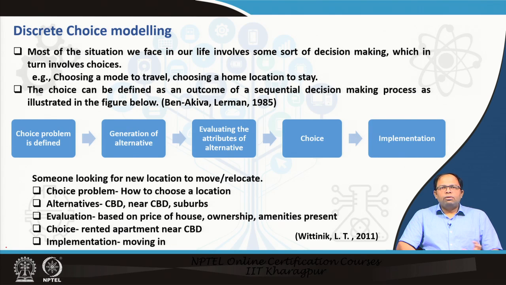Then comes the evaluation of alternatives, which actually means that out of all these locations, based on different criteria like maybe price of house, ownership, regulations, amenities that are present, we decide on a choice. And then finally the choice, that means using this particular evaluation technique, I arrive at a particular choice. Maybe I have chosen to stay in a rental apartment near the CBD, and finally implementation of that choice, which is actually the moving in process to that particular house. So this is the basic choice making process that every individual needs to go through.